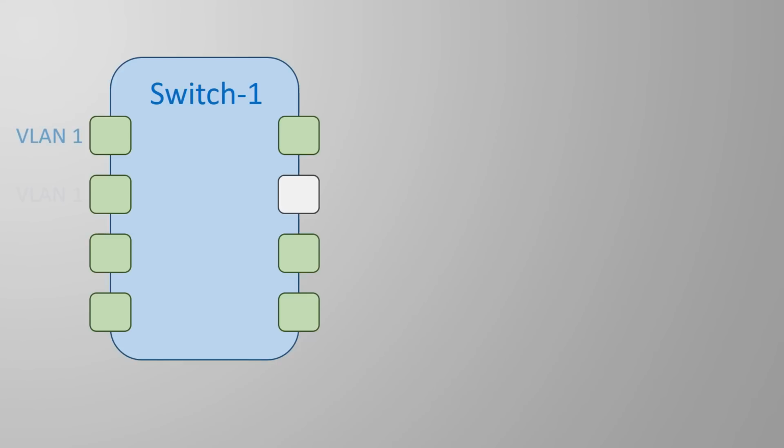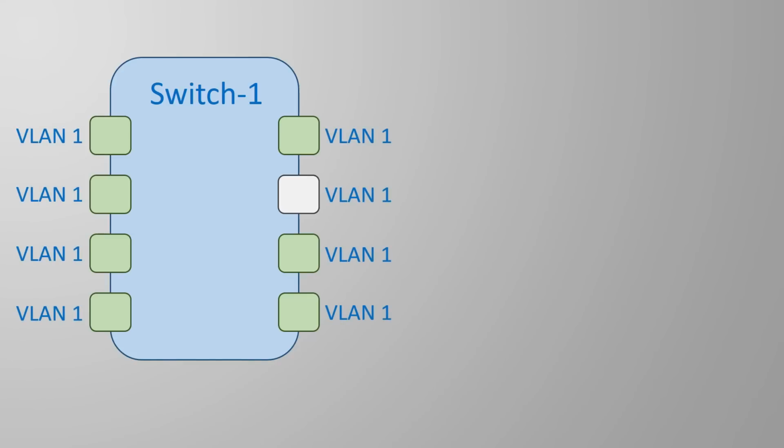When you first turn on a switch, all the ports will, by default, belong to VLAN 1. We don't do anything to configure VLAN 1, it's just always there. So is VLAN 1 special in any way? The answer is a little bit tricky, but on a Cisco switch, VLAN 1 is indeed a little bit special.